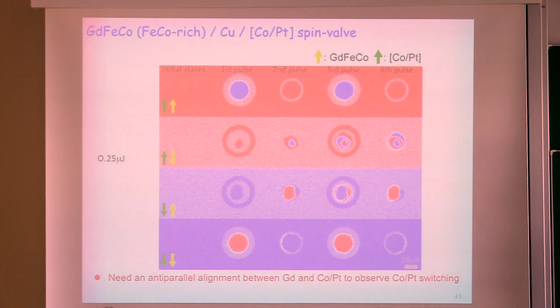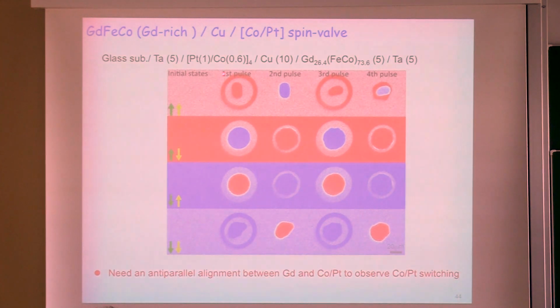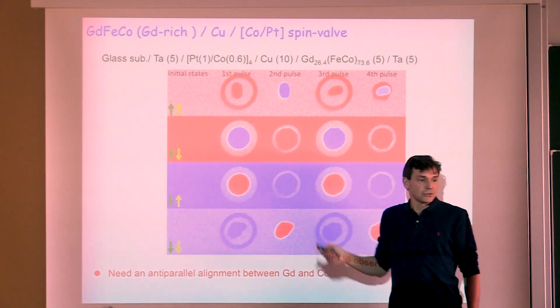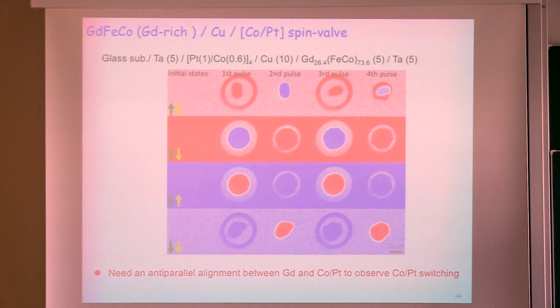What we have done is, instead of having a gadolinium and cobalt that is iron cobalt rich, we moved to gadolinium rich, in order to see if what was important was the magnetization or the orientation of the gadolinium, for instance. And you see that if we go to gadolinium rich, this is totally inverted. It's only when you are in the antiparallel state of the magnetization that you do see the switching. So what's important is that you start with the gadolinium inside the gadolinium cobalt antiparallel to the cobalt platinum on the second layer. You have to start with this initial configuration in order to observe the switching.